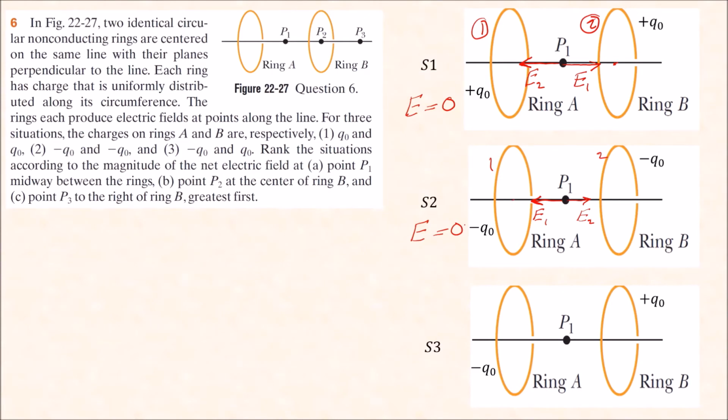But what happens in situation 3? This one is negatively charged, so its electric field is toward its center. So this is E1. The electric field of 2 is away from its center. So it will be this way. So the net electric field is twice E1 because they are the same. So twice E1 or twice E2. All right, so this is non-zero.